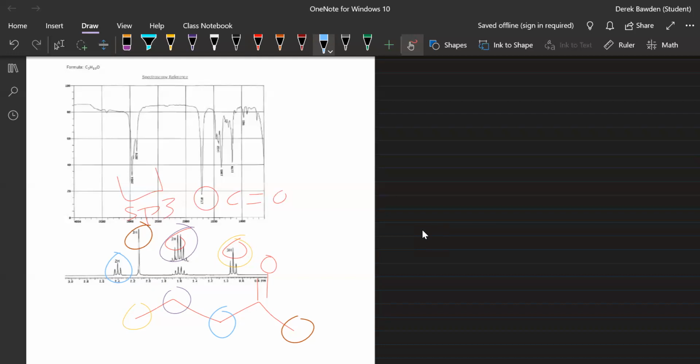Okay, so again, just follow through the steps. Find out everything your graph tells you. See if there's any kind of hints like I talked about with the ethyl group. Draw a rough structure, see if it matches, and keep editing until you find the right one.